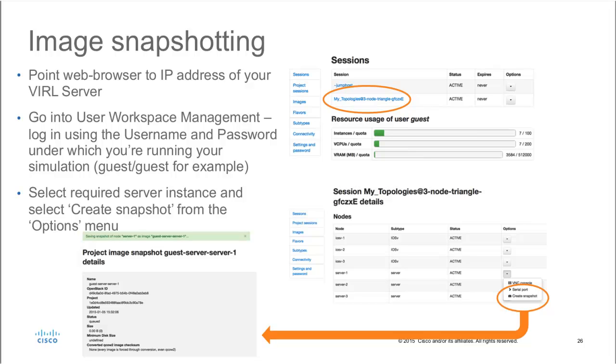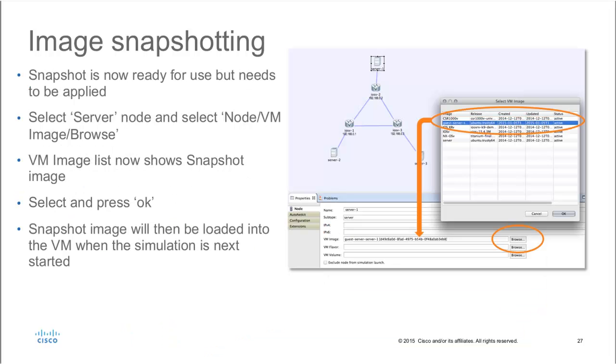So if I press that button, what it's doing is it's cloning the active disk from that virtual machine, and then I can reuse that. How do I do that? I then will have that cloned image available for me to select. So if I then stop my simulation, go into the design mode, I can then select from the VM image. If I press Browse, I will then see a new image.